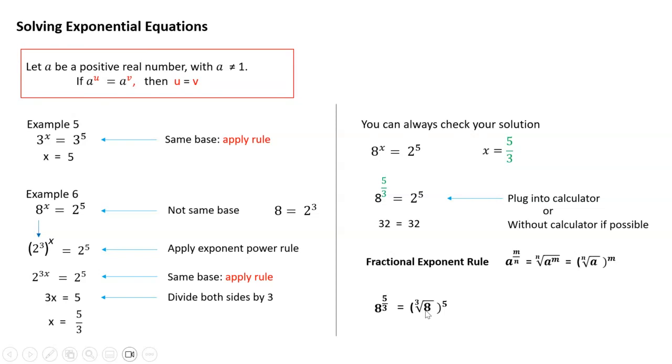Now, what's the cube root of 8? The cube root of 8 is equal to 2. So 2 to the 5th power equals 2 to the 5th power here, so you can check it. Most students don't know about this rule. This rule is very important, especially if you have to take the other math course, which is 1325. So you have to know that rule. This is how you can check your work with or without a calculator.